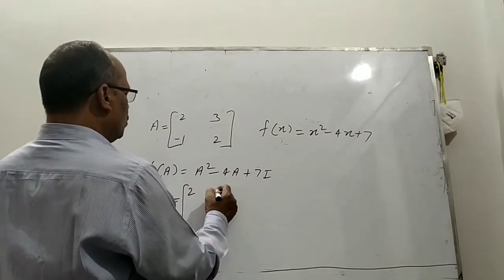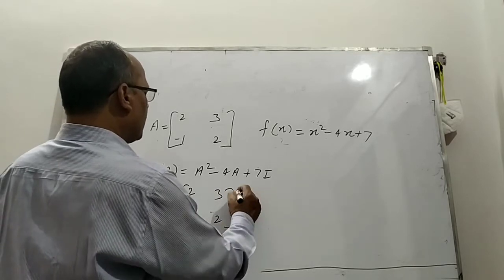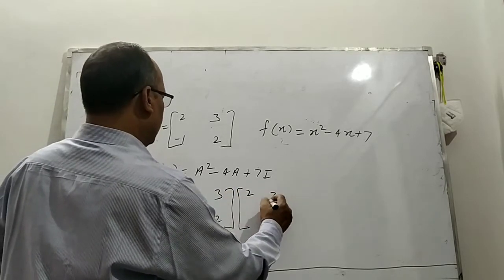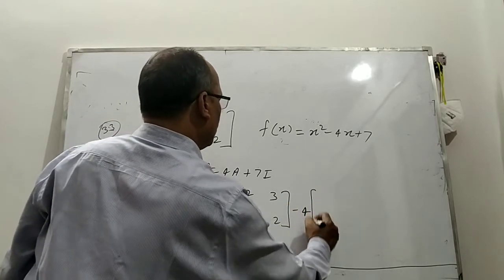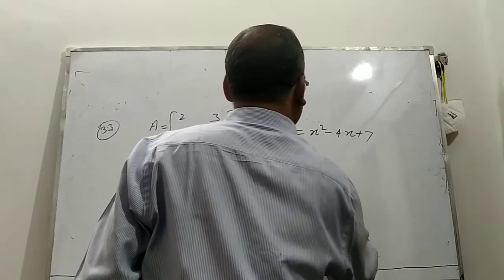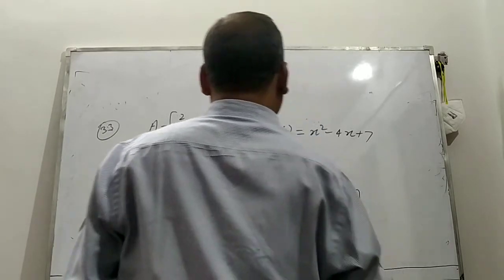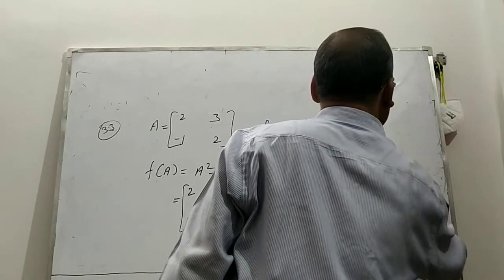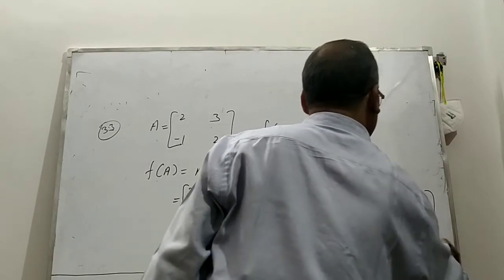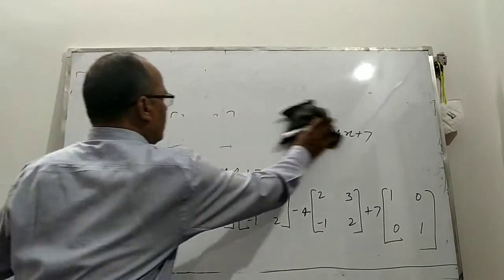This will be [2, 3; minus 1, 2] times [2, 3; minus 1, 2], minus 4 times [2, 3; minus 1, 2], plus 7 times the identity [1, 0; 0, 1]. Then you can solve this question.